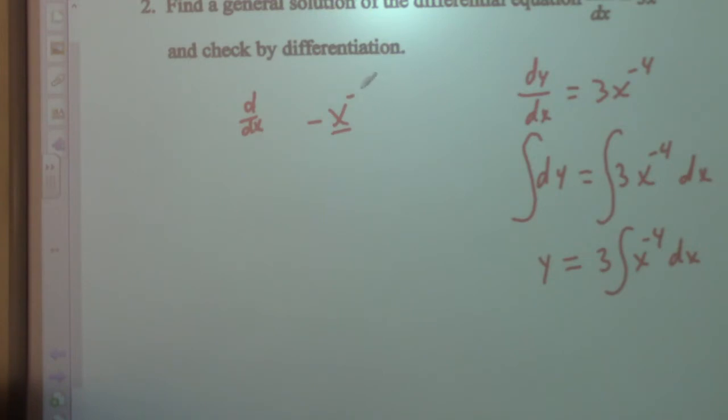You see, I'm trying to think through. So we take the derivative of that, we get 3x to the -4th power. Is that right? Yes. But we want to set it up so we have just x to the -4th power. So we're going to have to divide this by 3, aren't we? So let's go ahead and do this by 3 and see if that works this time.